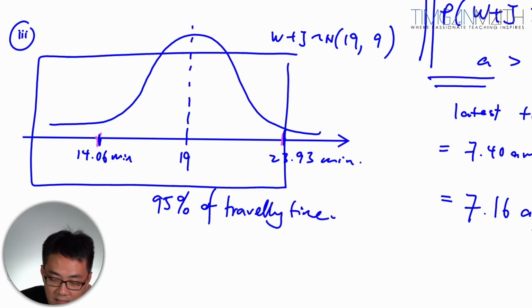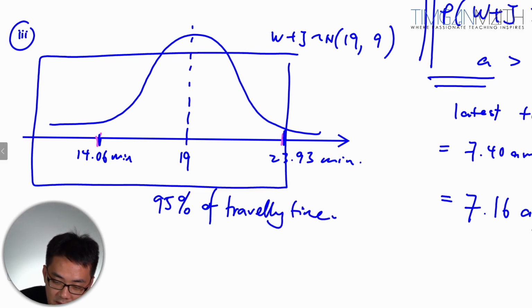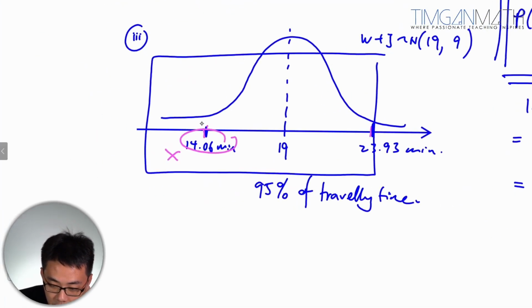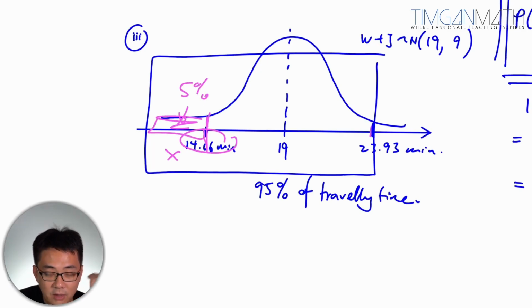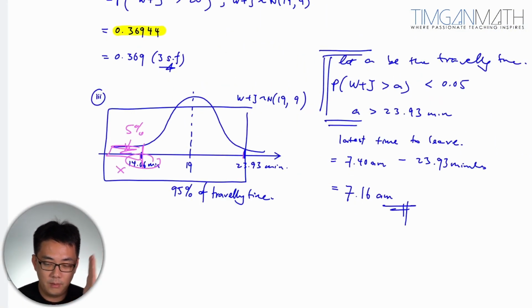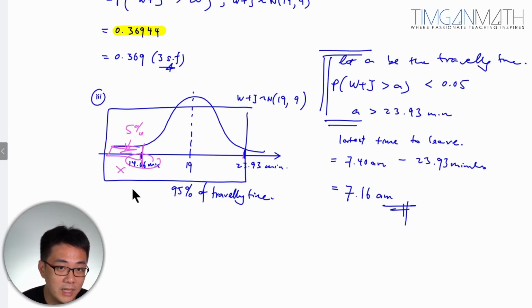What I'm saying is a lot of students may think that the 5% is this side here. It's wrong. Because if you capture the 5% here, this is only 5% of the traveling time, meaning on average you are going to travel 90 minutes to school. Intuitively, you should know that 14 minutes shouldn't make any sense anymore. It should get 23.93 minutes instead. So 95% of the traveling time is 23.93 minutes and below.